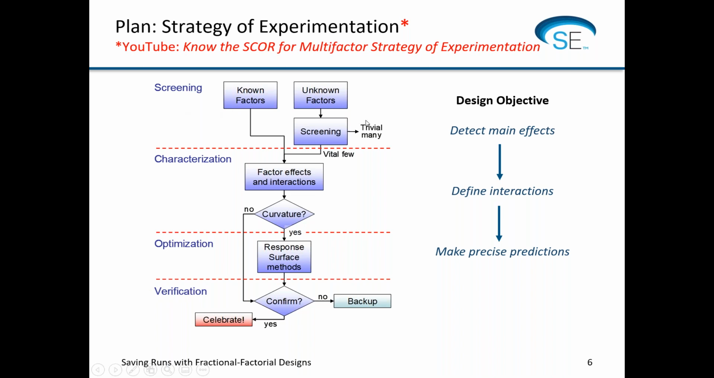So in screening designs, the concept is to detect main effects. That's just your basic linear effects. Then you move into characterization designs, where we can define the interactions in the system. And optimization is generally considered for response surface designs, where you're making precise predictions. We are not going to be talking about that segment today, because we're going to be focused on fractional factorials, which are used in the first two portions of this flowchart.